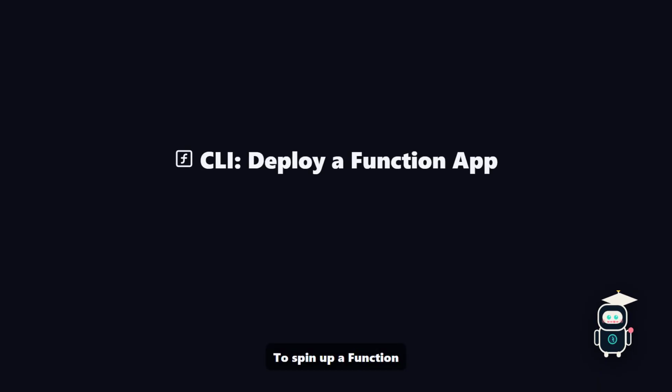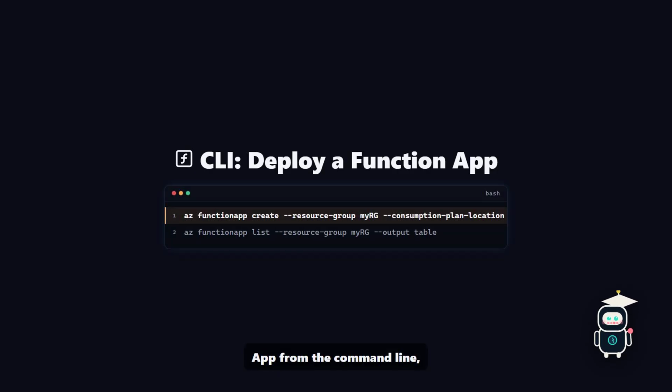To spin up a function app from the command line, use this single command. The star of the show is consumption plan location. This flag tells Azure to use the Consumption plan, so you only pay when your function actually runs. You also hook it to a storage account for triggers and state, and set the runtime to Python, Node, or whatever you need. Once deployed, list your apps to confirm. In one command, your serverless backend is live.